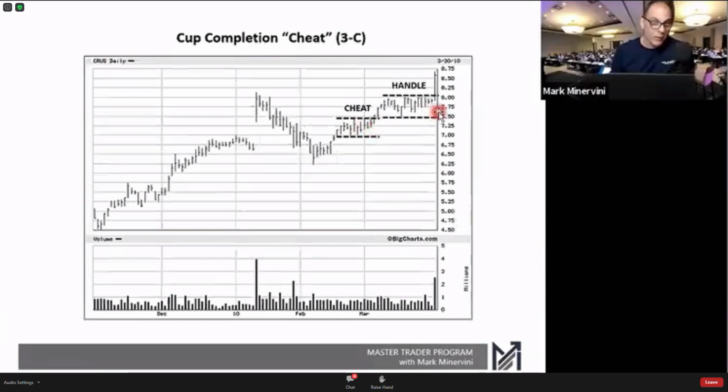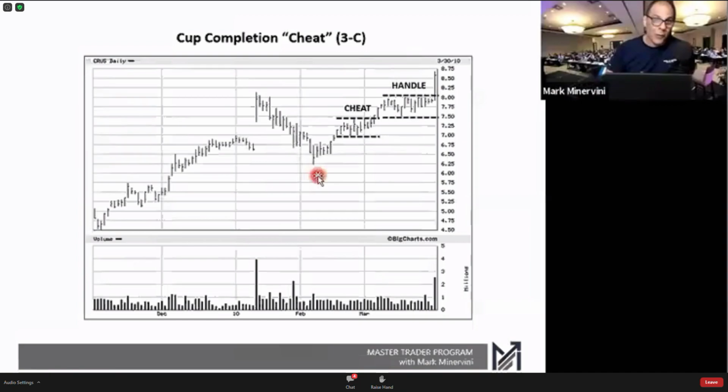Now here you go, cup completion cheat, right? And then you get the handle. So now you've been offered 2 buy points. Think of it as an elevator that's going up some floors. You're trying to get to, say, the 10th floor, the 20th floor, but you want a few opportunities to get on the elevator.